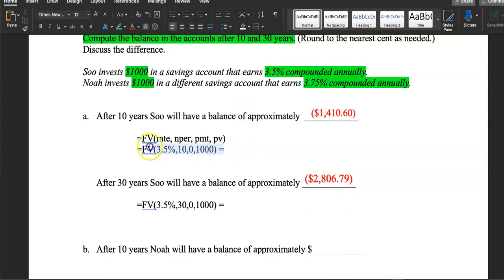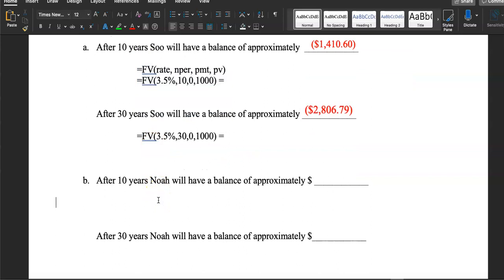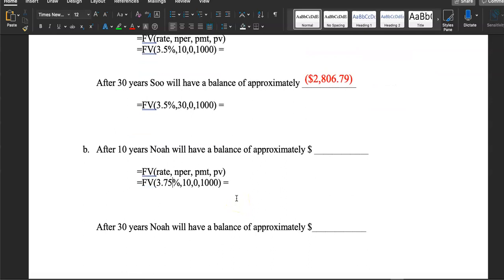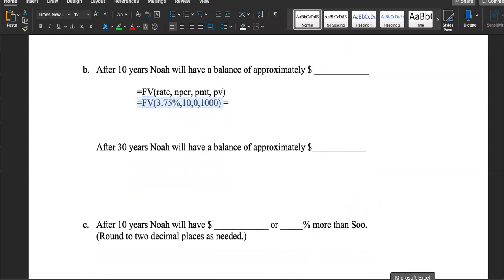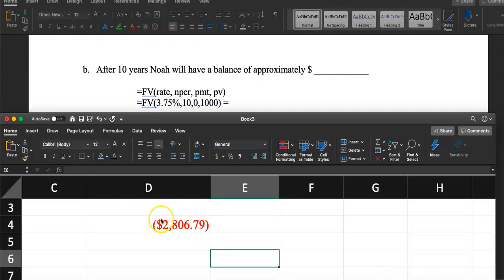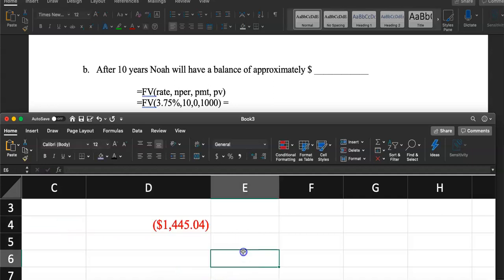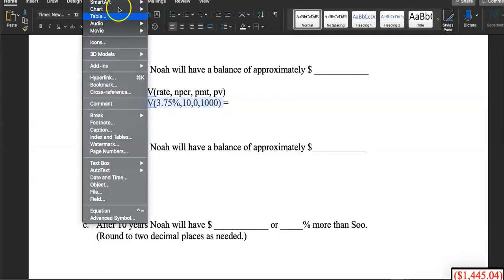All right, let's do the same exact thing for Noah. After 10 years, guys, I'm going to go ahead and just copy this because it's going to be exactly the same. But Noah's interest rate was what? 3.75%, right? So let's figure out Noah's balance after 10 years first. And the entry, as you can see, 3.75%, comma 10, comma 0, comma 1,000. Because they had almost the same exact investment except for a small, tiny little difference in their interest rate. If I hit enter, I got the answer to be, Noah will have $1,445.04.